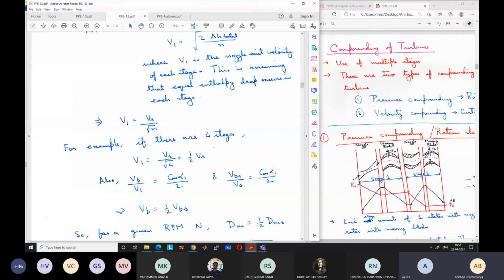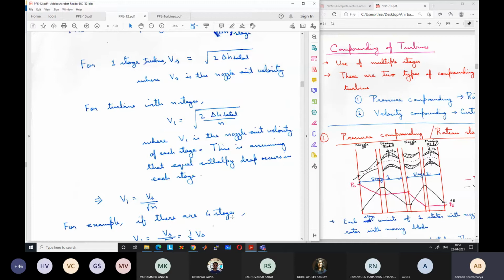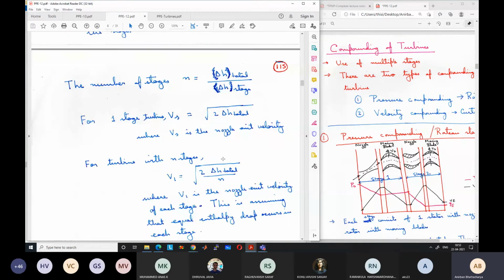What have we derived here? V1 equals Vs by root n, which would be the input to our turbine. We have derived that if, instead of n stages, I had a single stage turbine, hypothetically, meaning the entire load is taken by the single stage instead of say 20 stages or 15 stages, then what would have been the value of the nozzle exit velocity? That would have been Vs, which would have been a very high velocity. But instead, if I have n number of stages, then what is the actual velocity? For each stage, the actual velocity is V1.